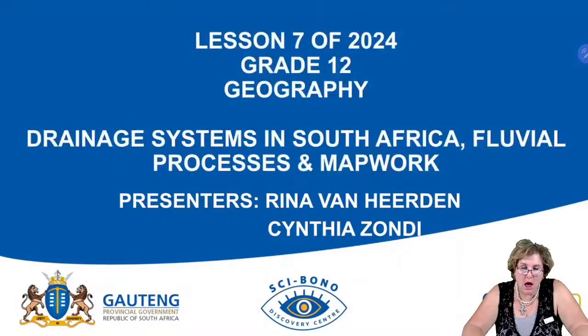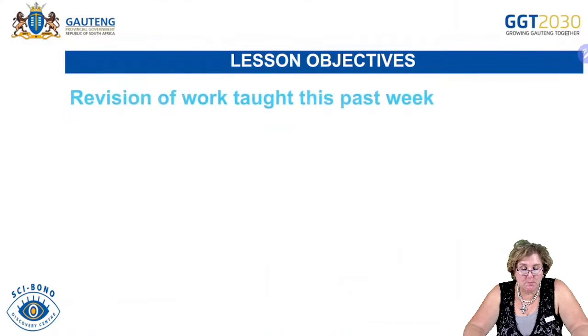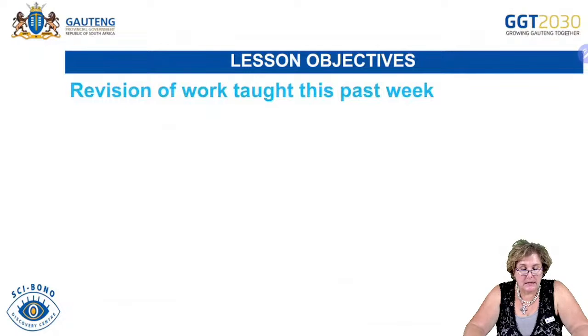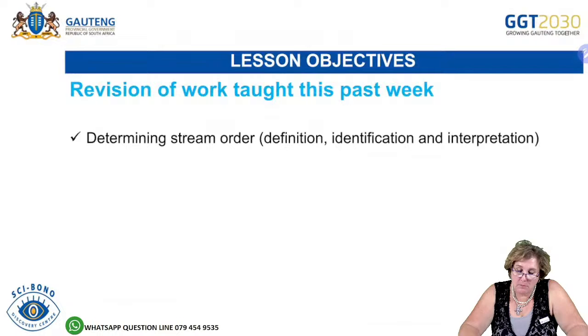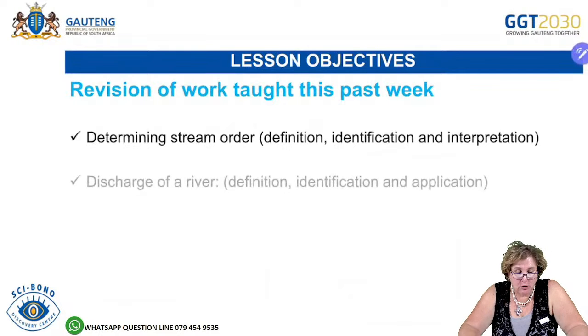We are on lesson 7 of 2024 and today's lesson is on drainage systems in South Africa, fluvial processes and Mapwork. The objective of this week is to do some revision on the work that was taught by your teacher this past week. We're going to look at stream orders. What is a stream order? Where those stream orders are, and some interpretation on that content.